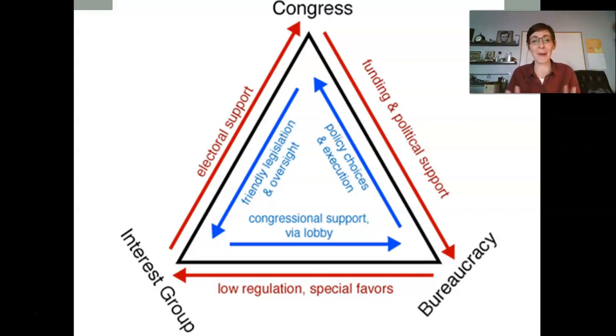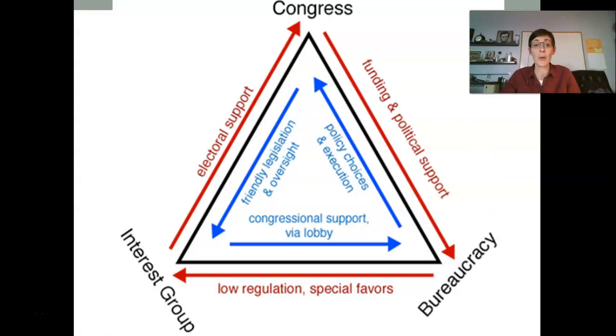Noticeably absent is the American public. Have you noticed that the American public is nowhere in this triangle? Have you noticed this? So we're going to talk about this more in greater detail in class, but I wanted to give you this visual, and hopefully it'll help you understand the interconnectedness between interest groups, Congress, and the bureaucracy.